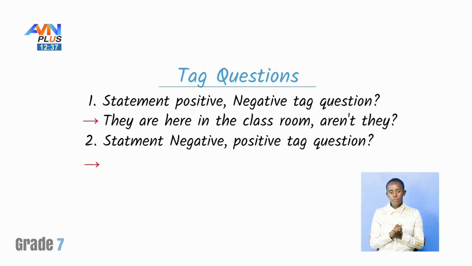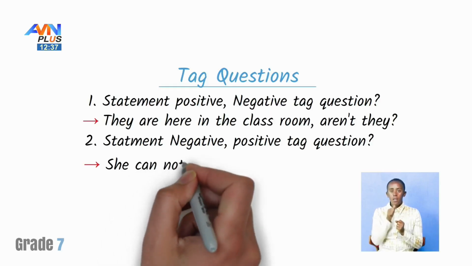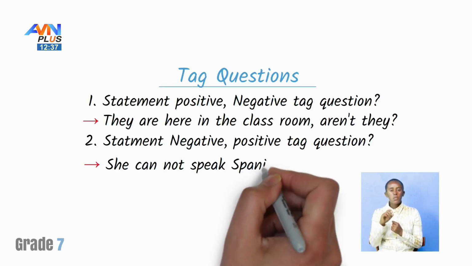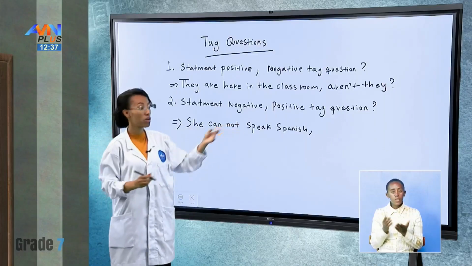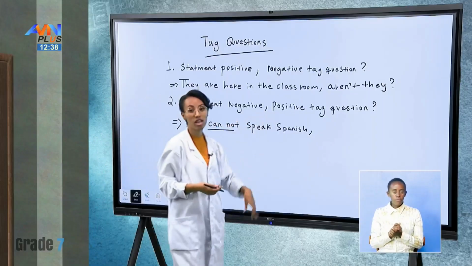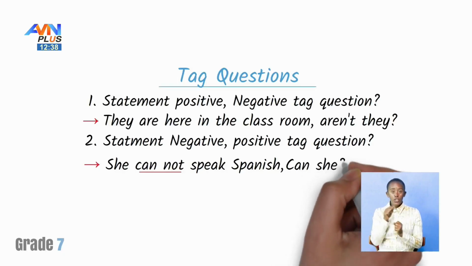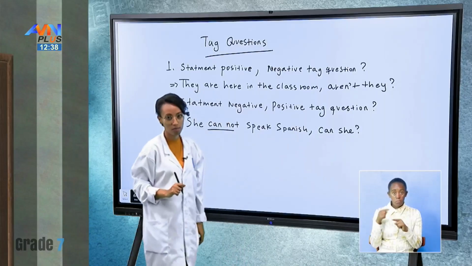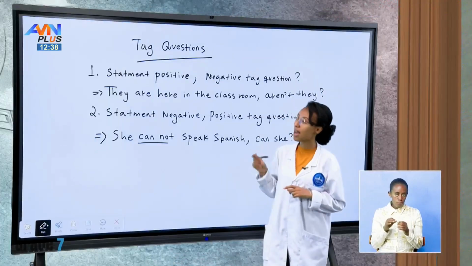Example: she cannot speak Spanish, comma. She cannot speak Spanish. So our statement is negative. Since our statement is negative, our tag question has to be positive. Can she? Can she? This is our tag question. Since the statement is negative, we made the tag positive. So these are the two most important rules that we talked about when making tag questions.